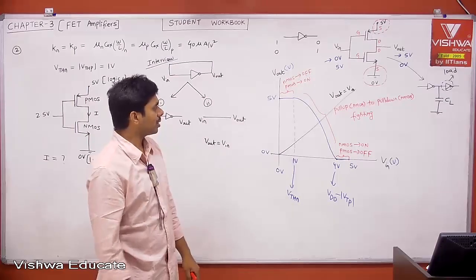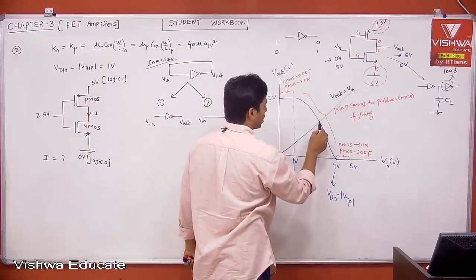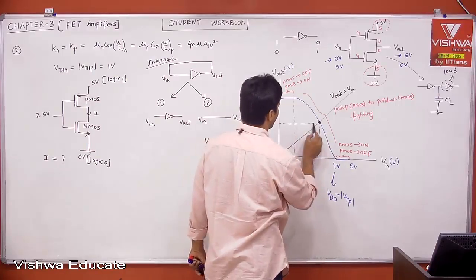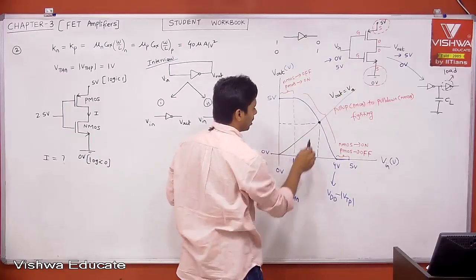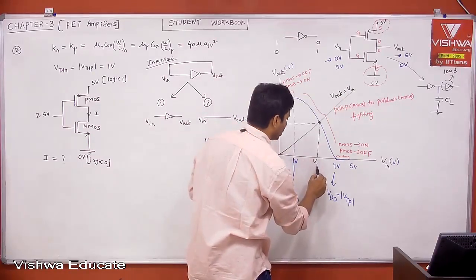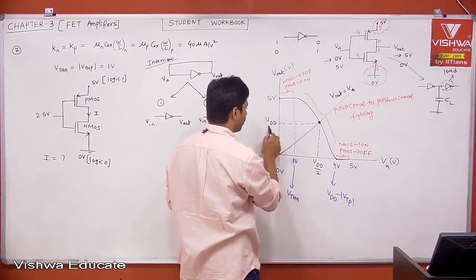Therefore, what is the intersection point? Inverter and V out is equal to V in. Intersection point is this. What does that mean? Let us say it is a symmetrical CMOS inverter. Both NMOS and PMOS have the same strength. Therefore, that is nothing but when input is VDD by 2, which is the switching point. This is what people call the switching point. Then your output is also VDD by 2.